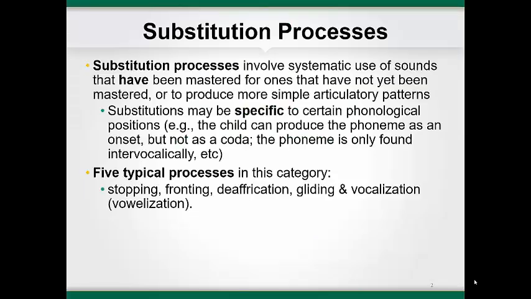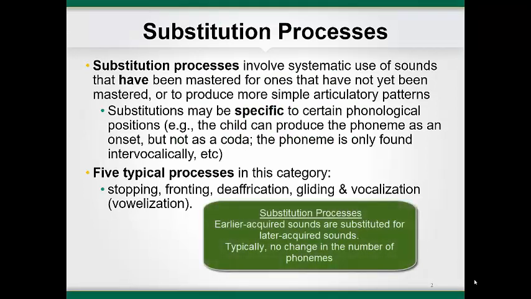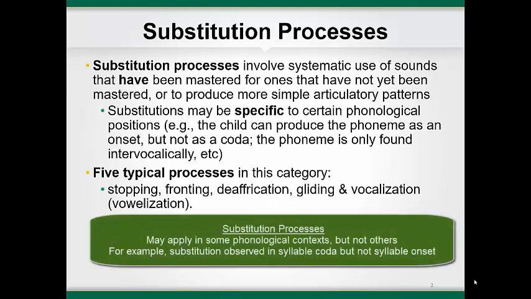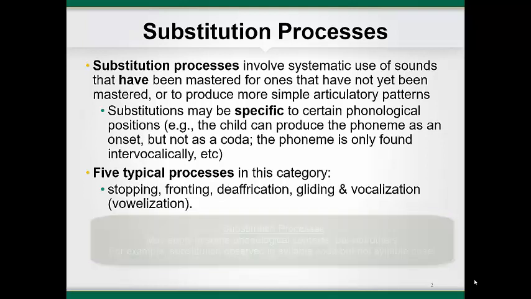In substitution processes, children typically systematically substitute sounds that have been mastered for ones that have not yet been mastered. So the child uses the processes to create articulatory patterns that are less complex or in which only earlier acquired sounds are present. Sometimes, especially when a sound is developing but not yet mastered, the child will apply substitution processes in some phonological contexts but not others. For example, the child may produce the target sound correctly in syllable onsets, but might apply a substitution process when the phoneme occurs in other syllable positions.